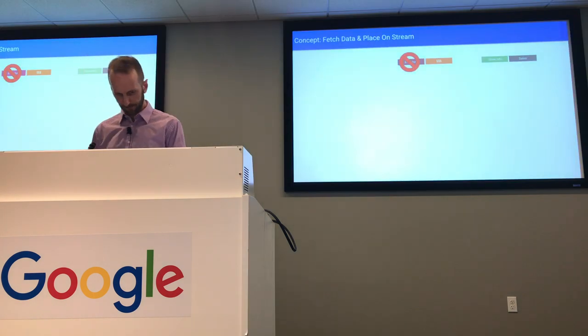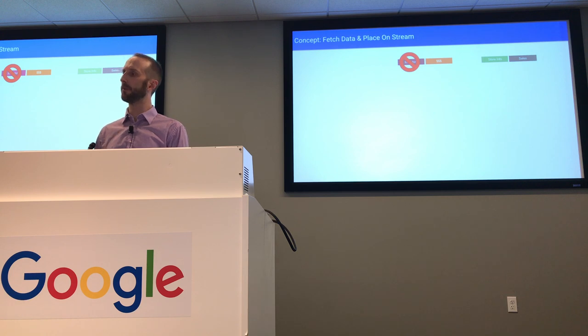So the second concept I wanted to go through is this idea of fetching missing data and putting it back on the stream. So this is a new product. This is the first time that we've seen product data. So it's not up there. There's a missing piece there. And we have this new data come in. We also don't have inventory data about this. So what we do is we just fill this in. We store this extra piece of information.